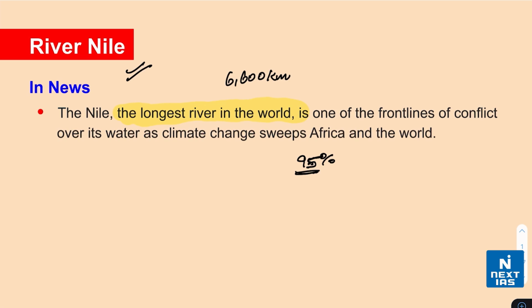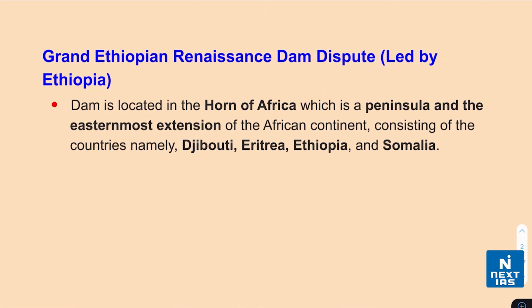Moving on, what is this conflict about? So, this conflict is about the Grand Ethiopian Renaissance Dam that is led by Ethiopia. This dam is located in the Horn of African region.